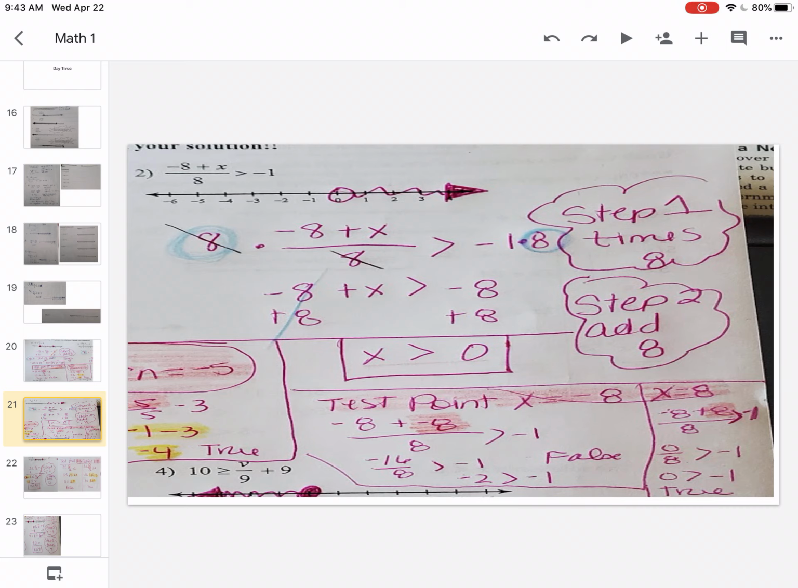Okay, over in the corner here, on the right, you have x equals 8. So we're going to try that one. This is a positive 8 this time. It's on the other side of the 0. Okay, so negative 8 plus 8 is 0. Okay, so we have 0 on one side. Is 0 greater than negative 1? True, it is. Okay.